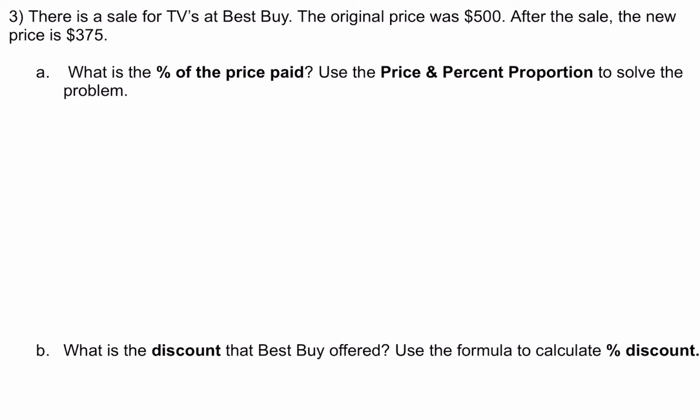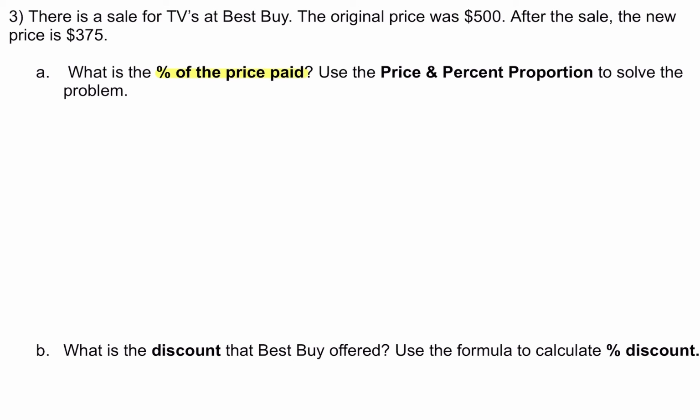So in this situation, there is a sale for TVs at Best Buy. The original price of a TV was $500. After the sale, the new price is $375. Our first step to finding the discount and the amount saved is to first find the percent of the price paid. So our first step is to use the price and percent proportion to find this value.